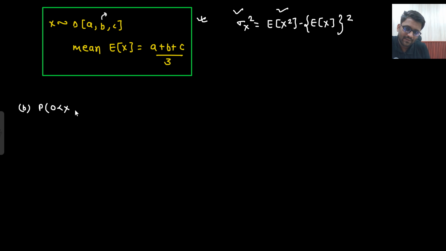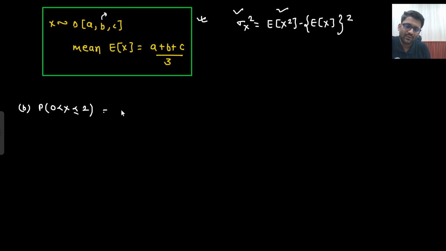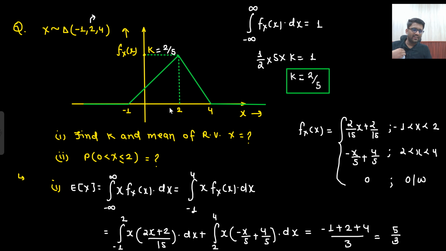Probability such that x is going from 0 to 2. What does that mean? X goes from 0 to 2, integral of f(x) dx. Right? Between 0 to 2, is the definition getting changed? No. Between 0 to 2, what is the definition?